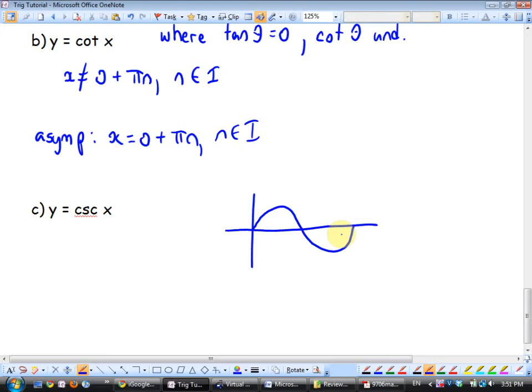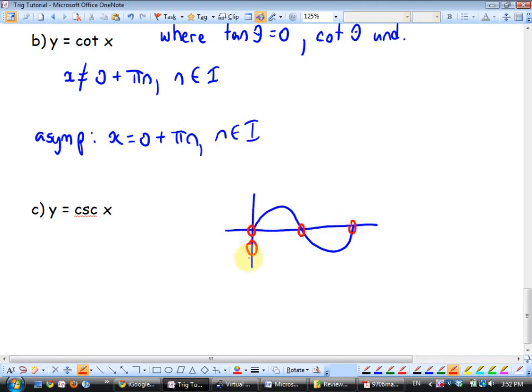Here's my question. Where will the reciprocal have asymptotes? Wherever sine is how high? Oh, this sounds very similar to tangent and cotangent. Wherever sine is 0 high. Now, where is sine 0 high? Here, here, and here. Oh, I can tell you those values.